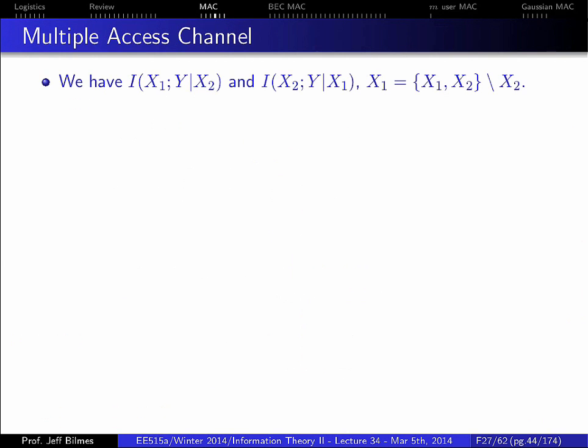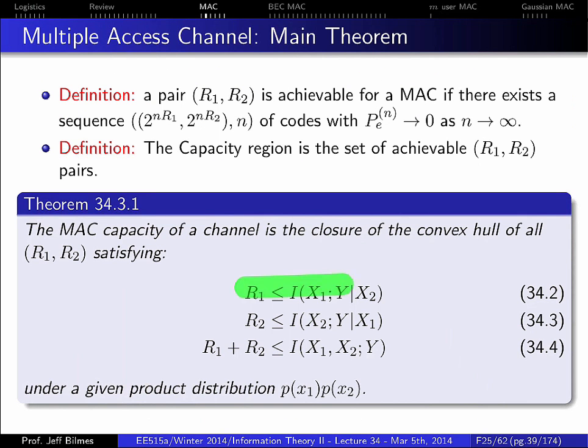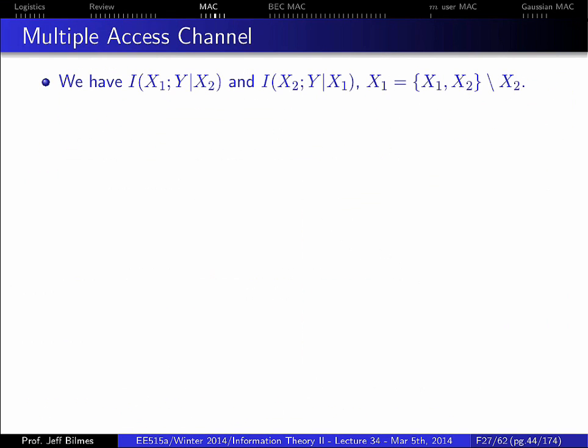But that's not the whole region, right? That's not what the theorem is saying. It's saying that that's one polytope. So let's see if we can, just by looking at this set of equations, characterize that. Is there something nice about that polytope? So if we look at that, we have the mutual information between x1 and y given x2, and the mutual information between x2 and y given x1.